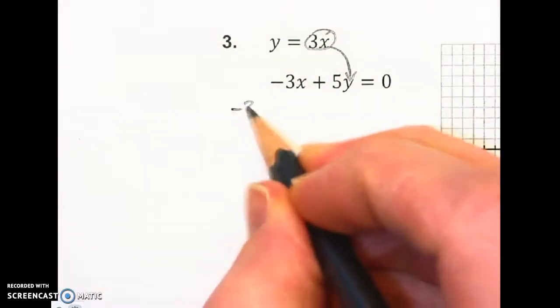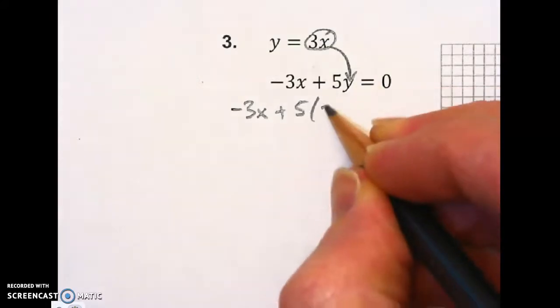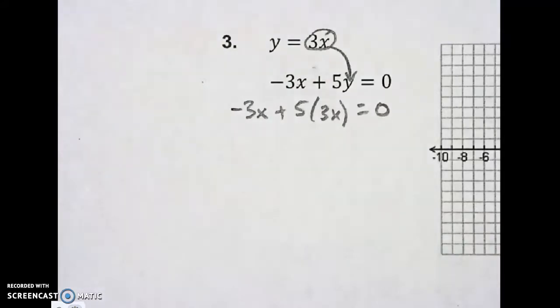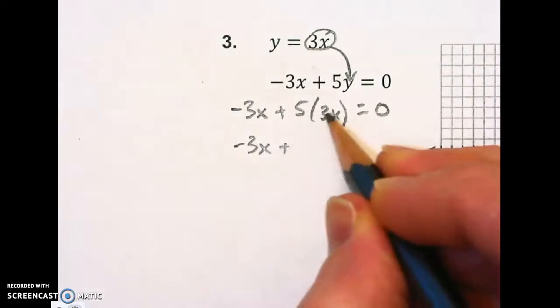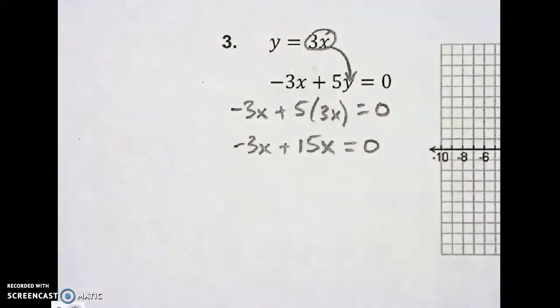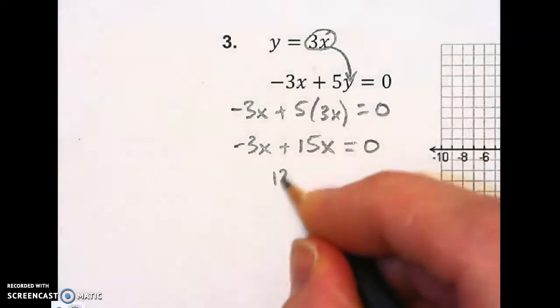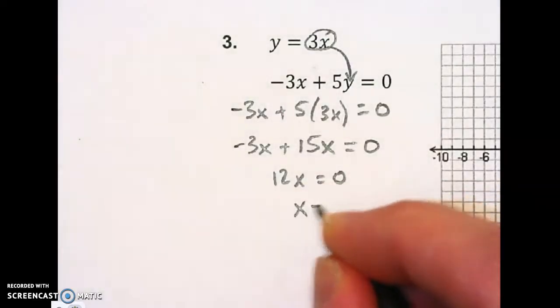So I'll have negative 3x plus 5 times 3x equals 0. Now that I've got it substituted, let's solve it. So negative 3x, 5 times 3, so 15x equals 0. We'll combine our x's together on this side and get 12x. Still equals 0. If we divide by 12, we get 0, so x equals 0.